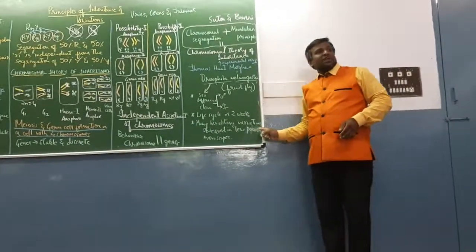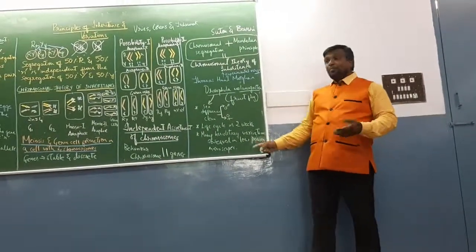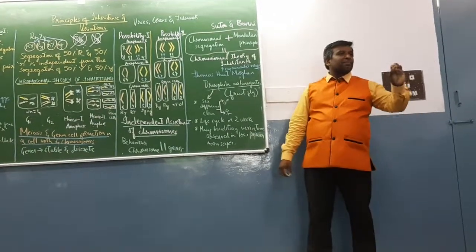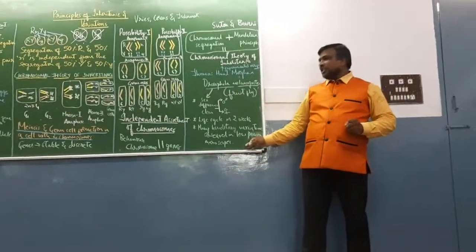Many hereditary variations are observed in a low power microscope. You need not see them in high power. You can study them in a low power microscope.